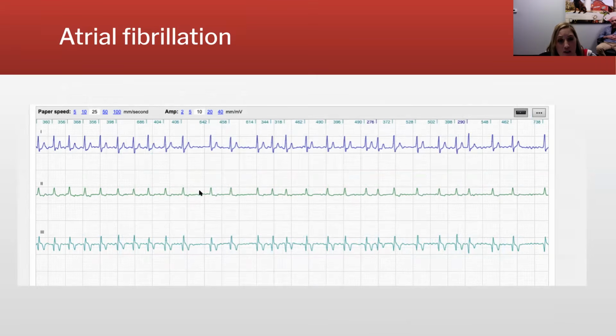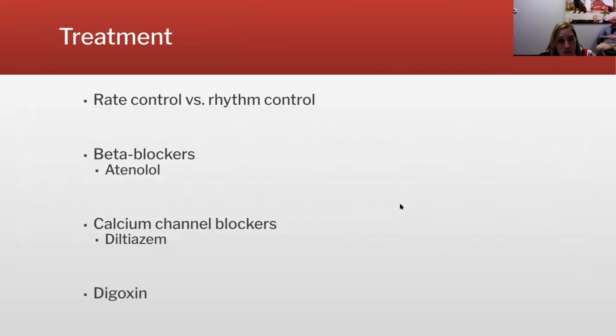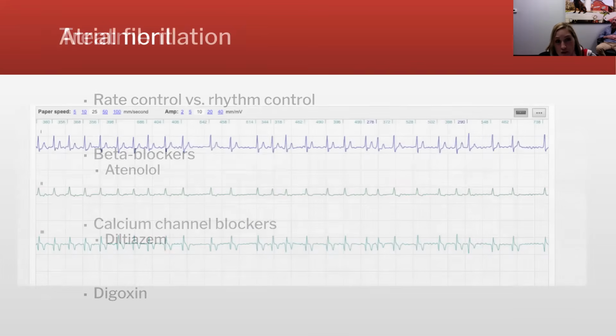Looking at baseline, there's no P waves present. The QRS complexes are still fairly normal, upright, and narrow. And then the R-R interval is irregular. So it kind of gets faster, then it gets slow, and then a little fast there, and it spreads out. There's no pattern. That's the classic atrial fibrillation.